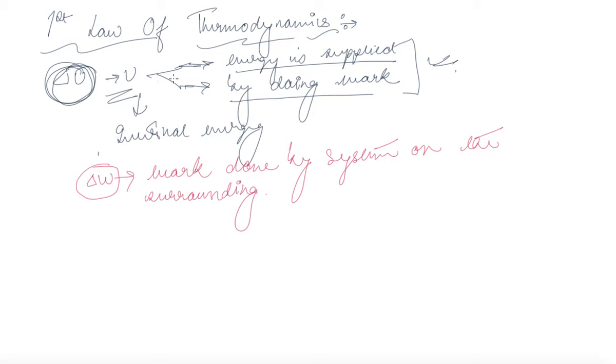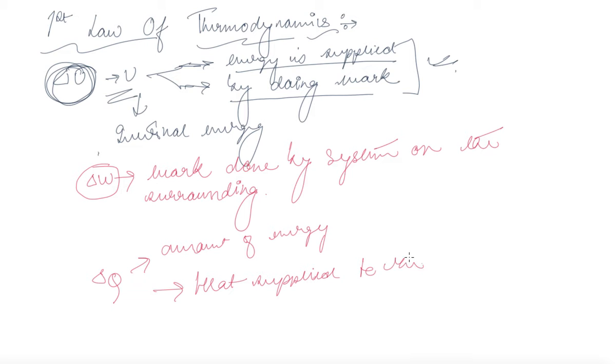Del U, as we have defined, is your internal energy, and del Q is the amount of energy, or if you're talking in terms of thermodynamics, heat supplied to the system. So these are some of the terms that we have come across.